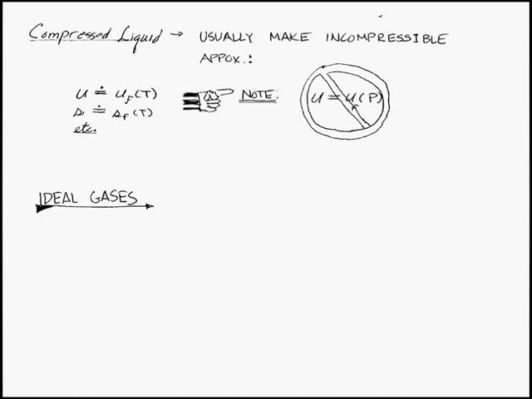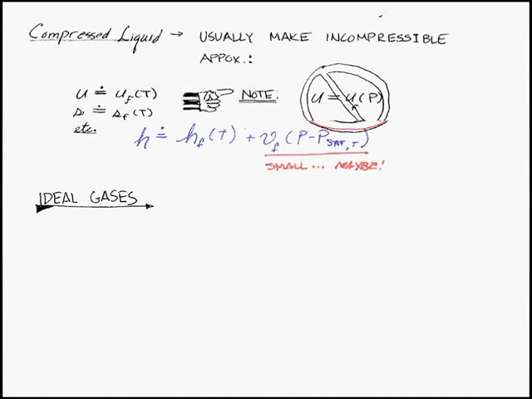There's one exception to this. If you're looking at specific enthalpy, you've got the sub f property, and then there's a small correction factor consisting of the specific volume of the saturated liquid times the difference between the actual pressure and the saturation pressure at the same temperature. It's often and usually small. There are cases, however, where it's the only piece that is left, and that's very common when we have pumps. We're going to see that later on in the course. So that's how we deal with compressed liquids.